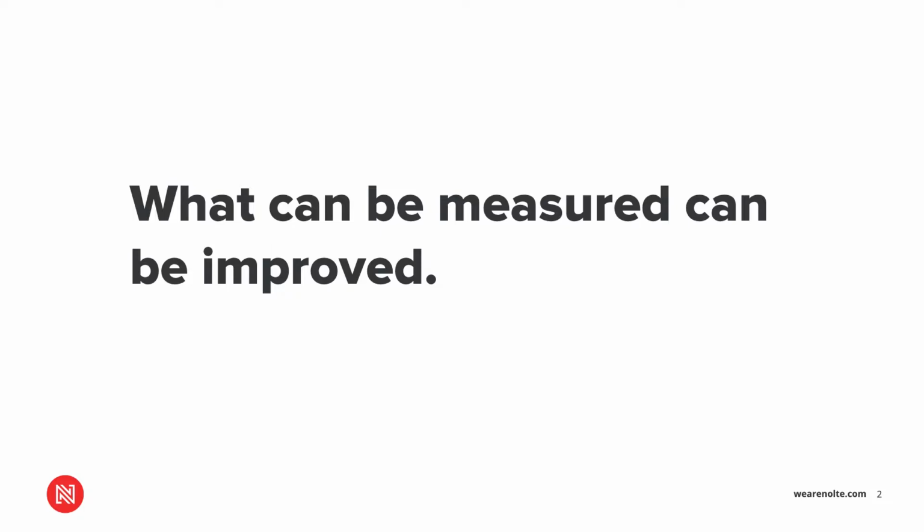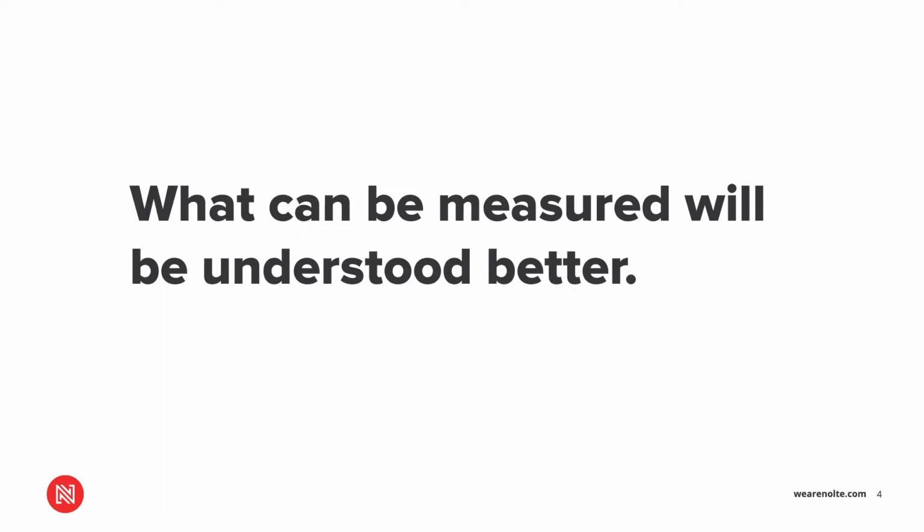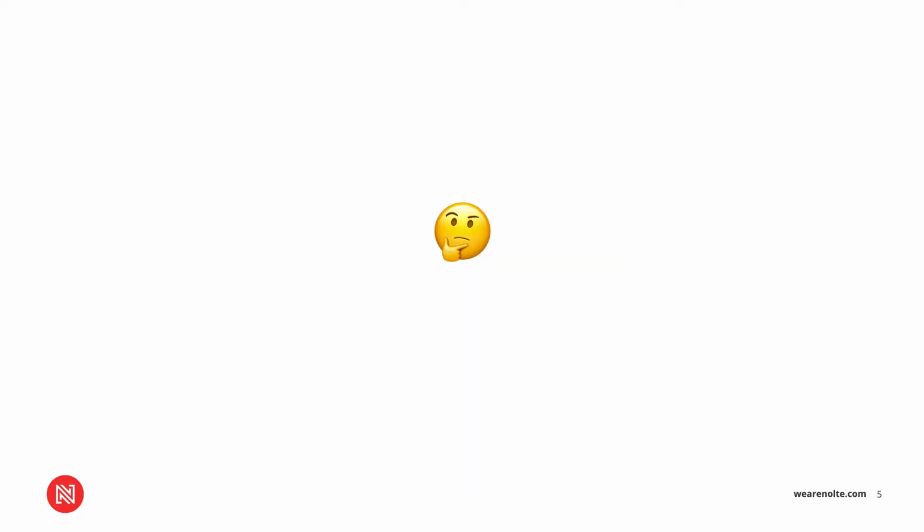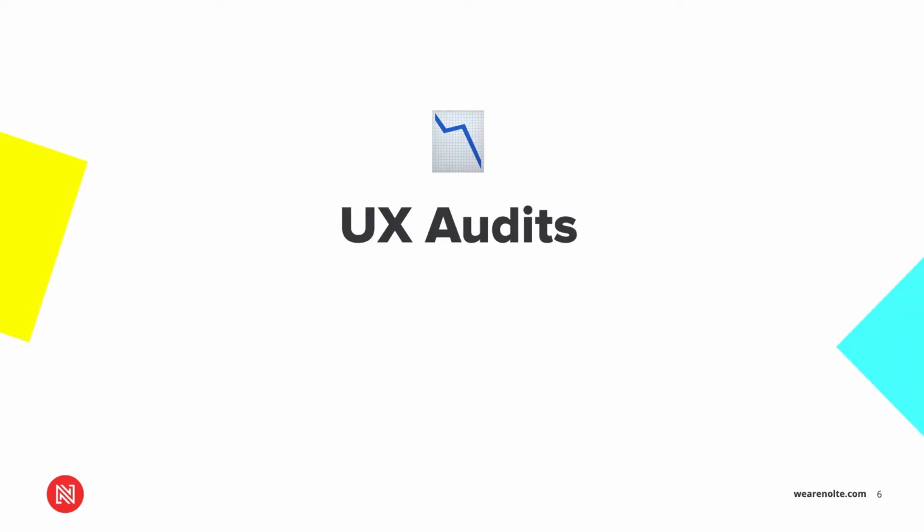I guess we're all familiar with this quote: what can be measured can be improved, right? I would like to think a bit more about it, because one thing that I found, and that I also believe, is that what can be measured can be assessed, and what can be measured will at the end be understood better, which, in my opinion, is one of the key objectives to measure a digital product. So, if we talk about digital products, how can we start assessing our product? How can we start understanding it better in order to make improvements to it?